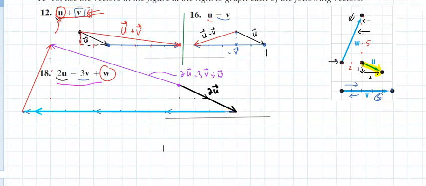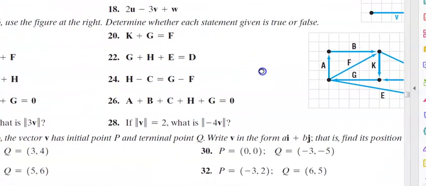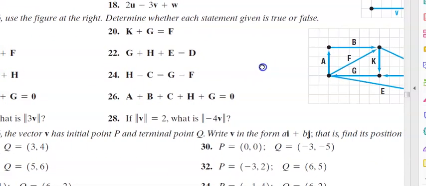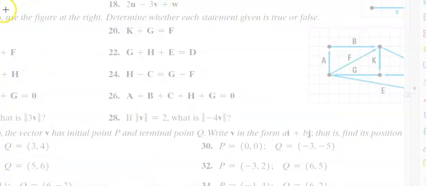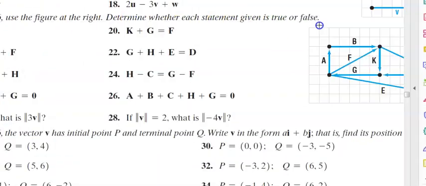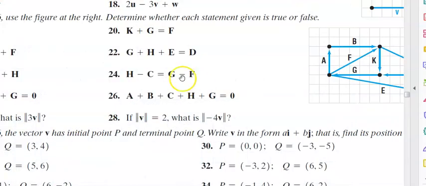Now we're going to play a game, and let's see how this goes. And here's the game. Use the figure at the right. Determine whether the statement is true or false. Well, this is the figure at the right. Oops, I cut it off.